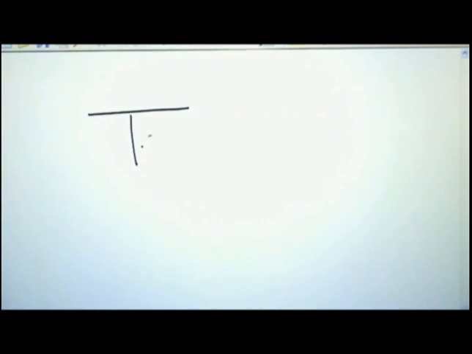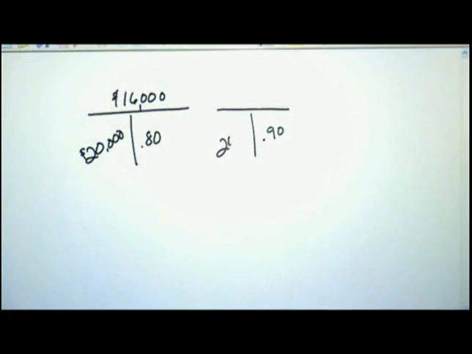Part number one is they can get 80% of the first $20,000. So 80% of $20,000 is $16,000. They can get 90% of the second $20,000. So 0.90 times $20,000 is $18,000.